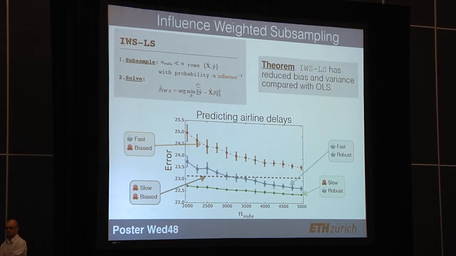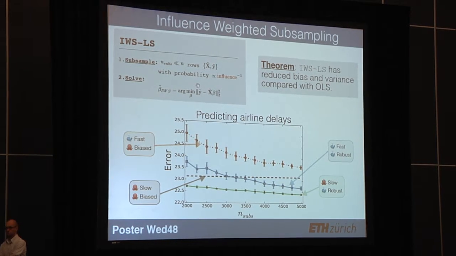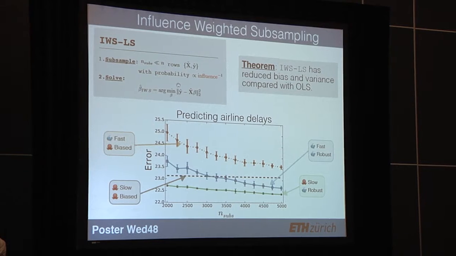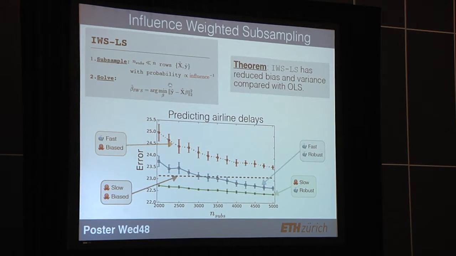So finally, we propose a simple randomized algorithm. We subsample a small number of observations from the dataset with probability inversely proportional to influence. We compute the influence-weighted subsampling estimator by simply solving least squares using the smaller dataset. We prove that the IWS estimator has smaller bias and variance compared to OLS in the corrupted setting. However, because it requires the full OLS solution as a starting point, we propose an approximation based on fast Johnson-Lindenstrauss projections, which is cheaper to compute.